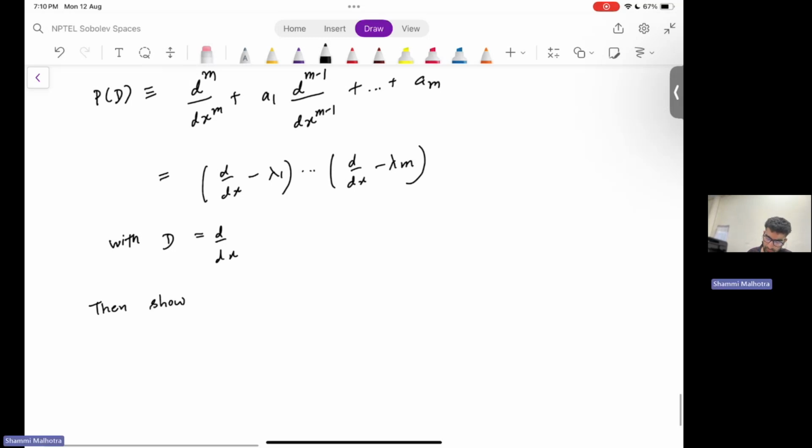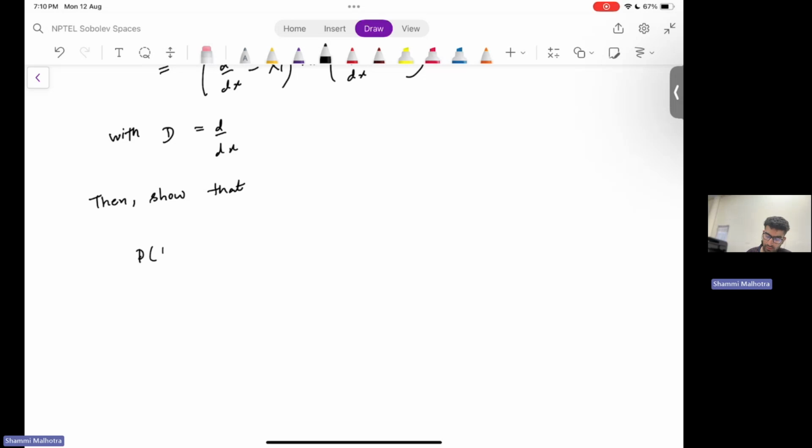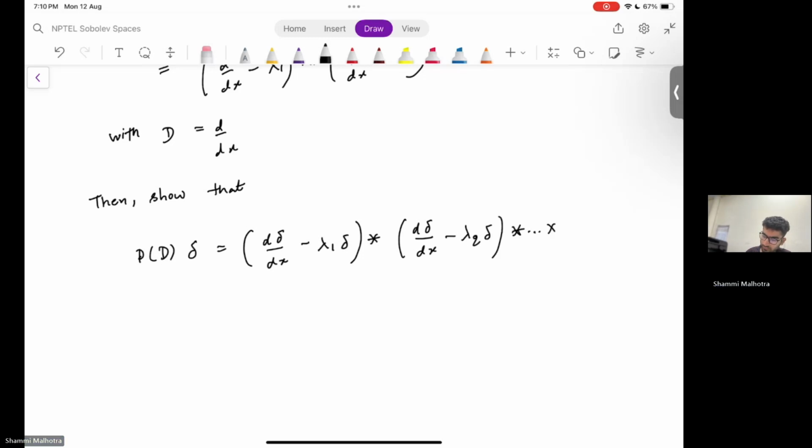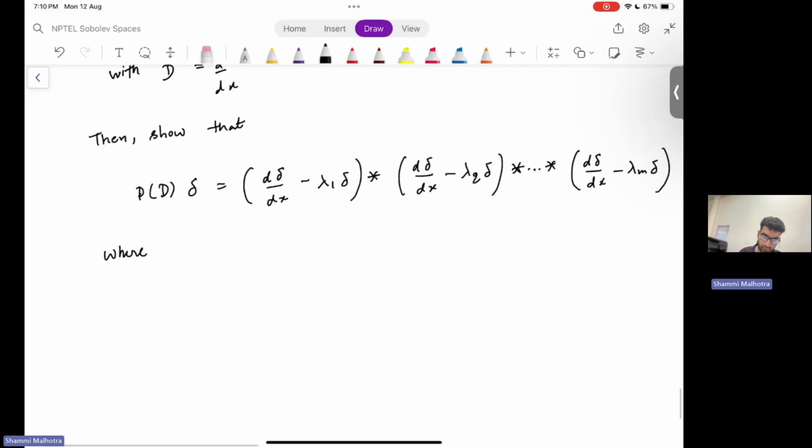Then we have to show that P(D)δ is nothing but (dδ/dx - λ_1 δ) convolved with (dδ/dx - λ_2 δ) convolved with, and so on, up to (dδ/dx - λ_m δ). All of these distributions have compact support, so this convolution is well defined, and we have associativity, so there is no need to put brackets here. What is δ? δ is the Dirac distribution.